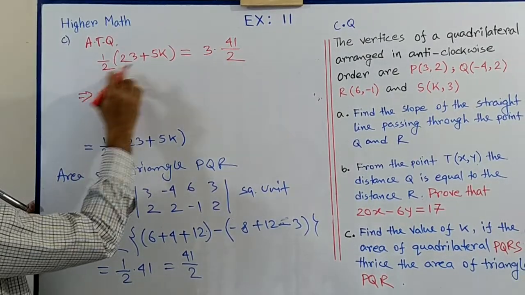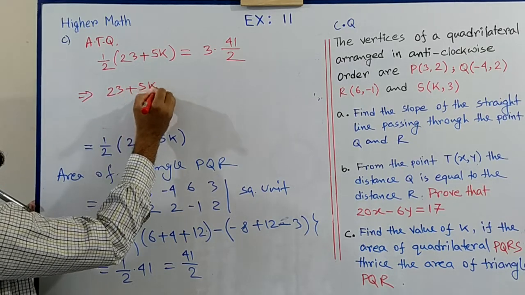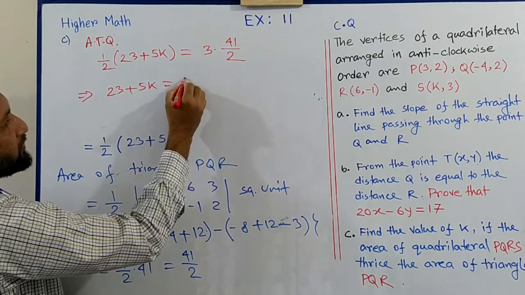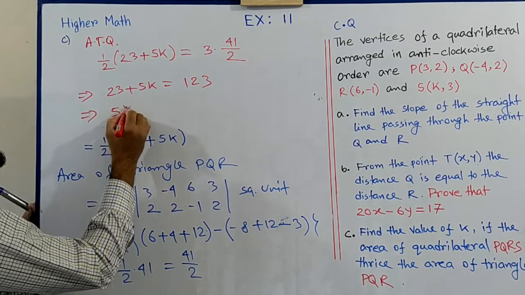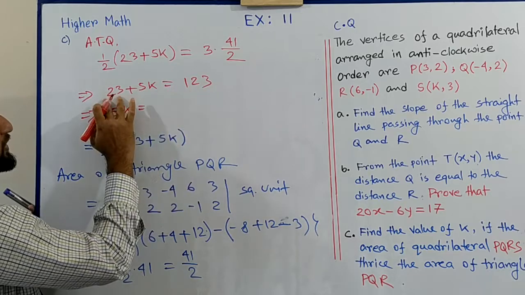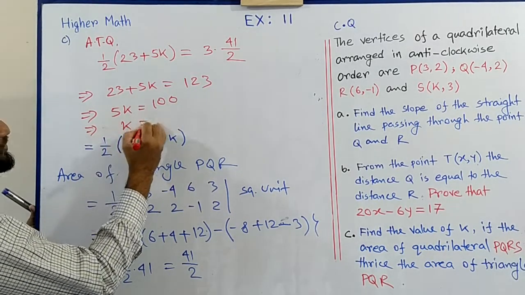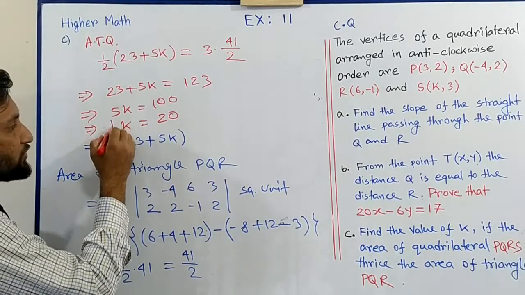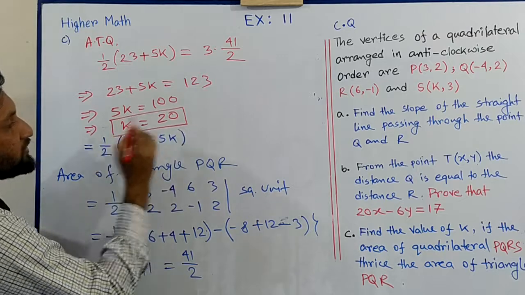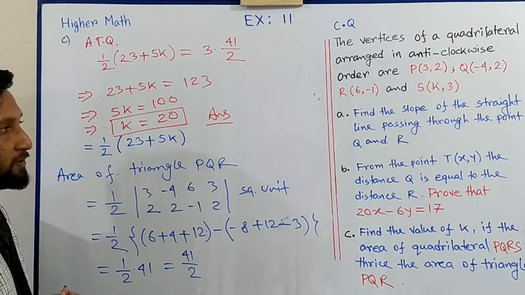So by simple calculation, the 2 and 2 on both sides vanish, so 23 plus 5k equals 3 into 41, that means 123. So 5k equals 123 minus 23, that means 100. So by simple calculation k equals 100 divided by 5, that means 20. So our required value of k is 20. This is the answer. I hope everybody is clear.